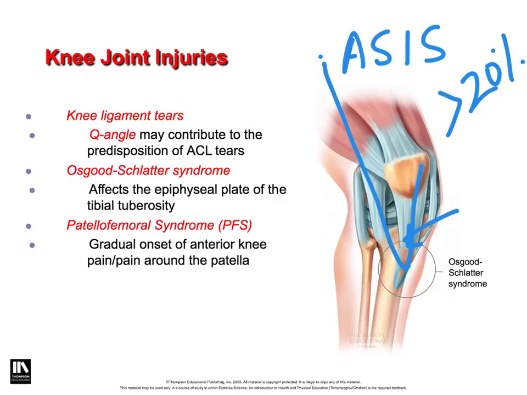Osgood-Schlatter syndrome is where it affects the epiphyseal plate of the tibial tuberosity. So here your tibial tuberosity is going to increase in size, often happening more so in males, typically during puberty. And a lot of people who do running and jumping activities like volleyball and basketball put a lot of stress on it. And lastly, PFS or patellofemoral syndrome is where you get gradual onset of knee pain on and around the patella. That one is more common in females.